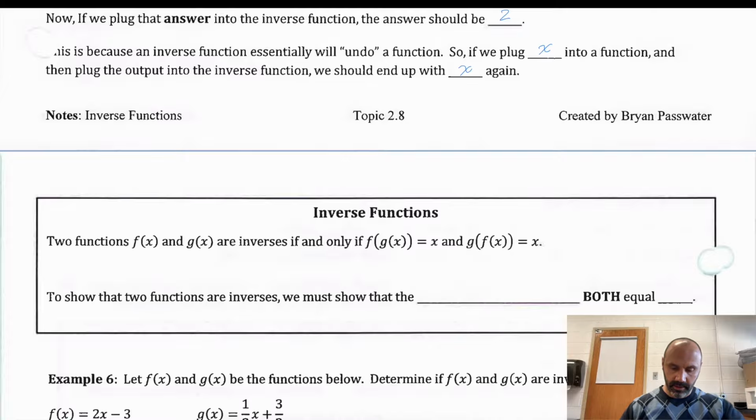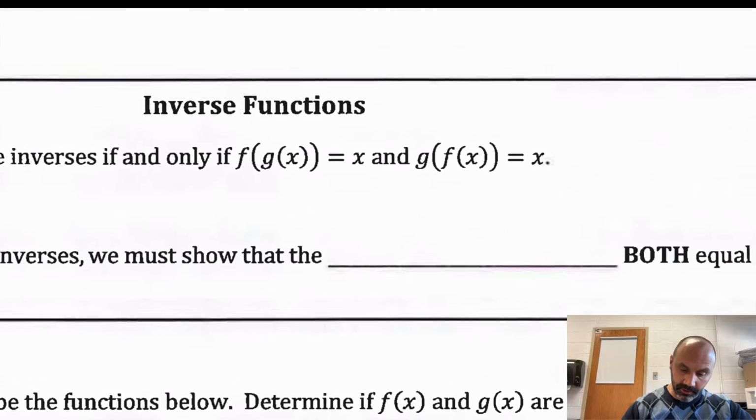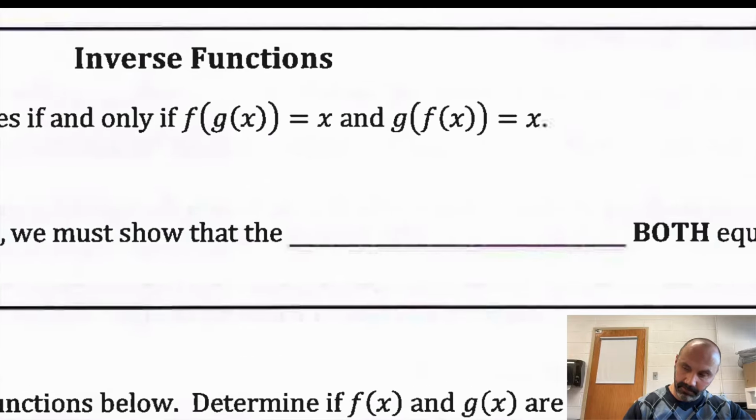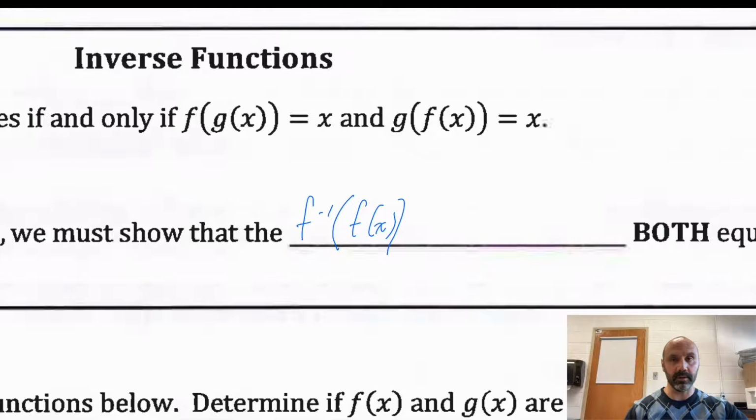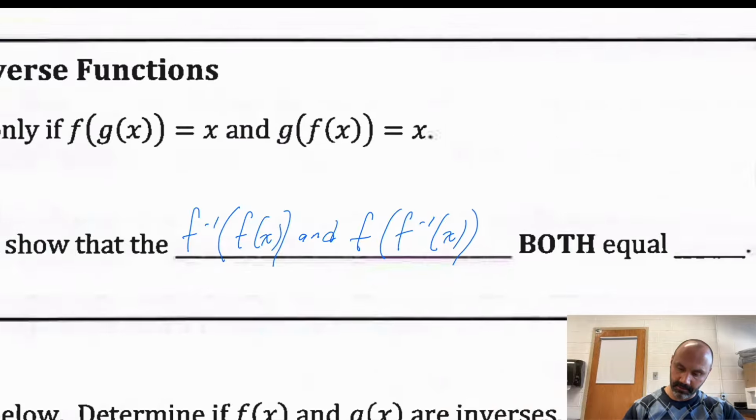Right. So we can write it this way. To show that two functions are inverses, you have to show that f inverse of f of x, and so here we're looking at composite notation. Right? We already saw this in the last section, and so we're using that now as we discuss inverse functions. And you have to show that f of the inverse function are both equal to x.